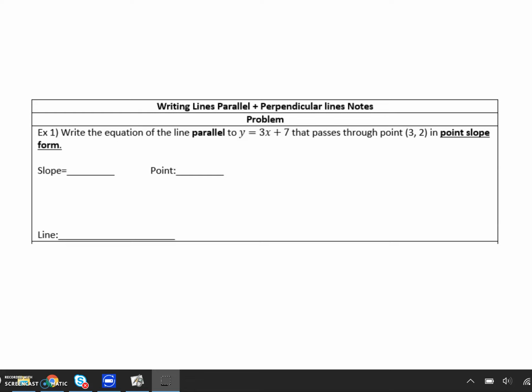So in this video, we're going to be talking about how we write lines that are parallel and perpendicular to other lines. Here is the first example. We're going to write the line that is parallel to this line and passes through the point (3, 2) in point slope form. So notice we're writing another line.